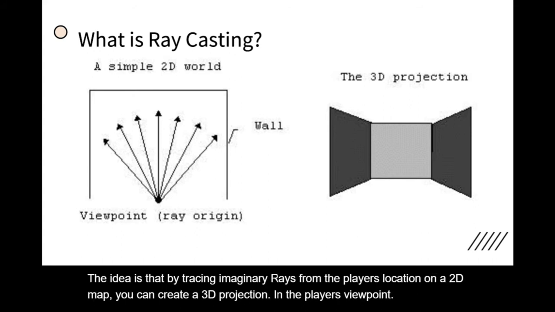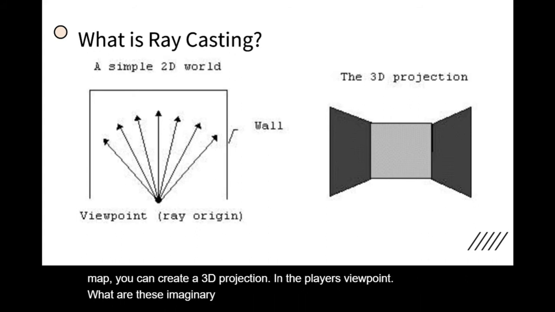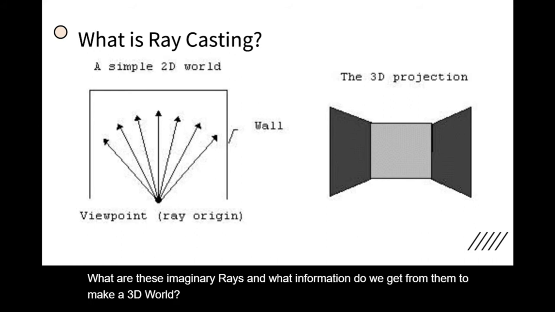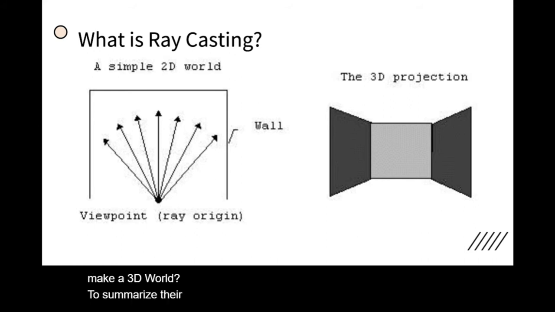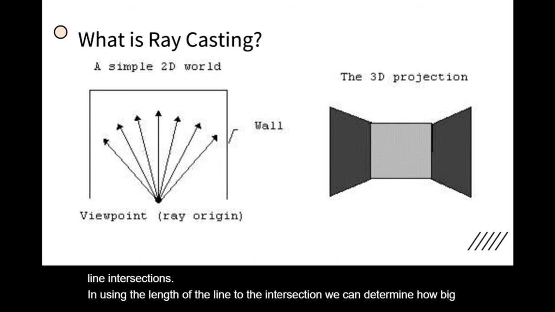What are these imaginary rays and what information do we get from them to make a 3D world? To summarize, they are vectors, and using them in a 2D map, we can calculate line intersections, and using the length of the line to the intersection, we can determine how big our walls will appear on the screen.